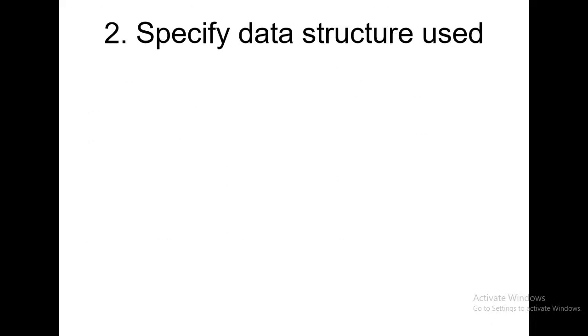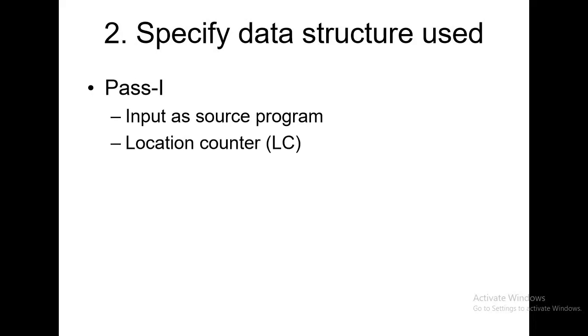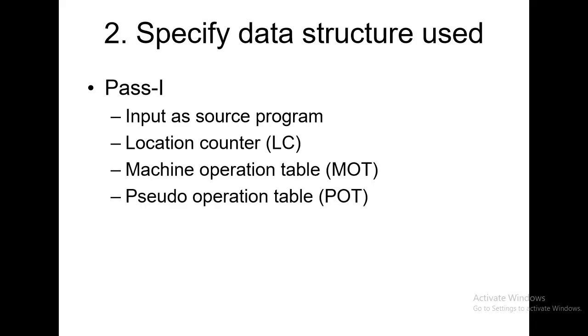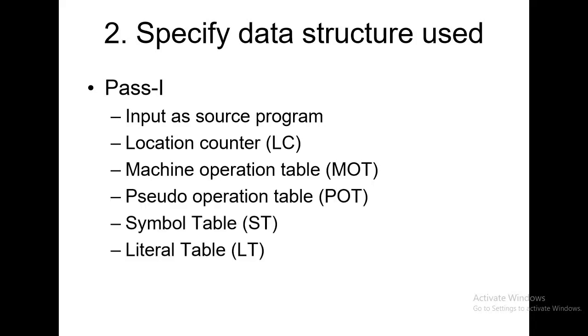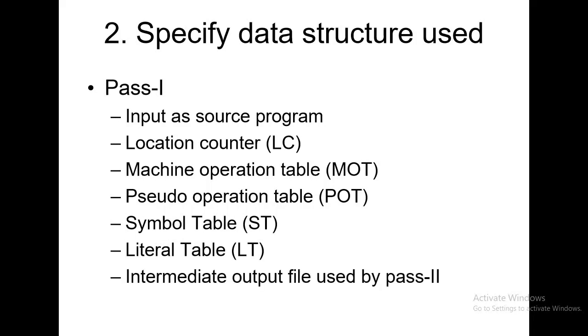Now see the data structures which are used in pass 1 assembler: location counter, machine operation table, pseudo operation table, symbol table, literal table. Every table has a specific structure that you have to remember, and by using that structure you have to enter the things which are present in the given program. This is the pass 1 data structure, as well as the intermediate code as output of pass 1.